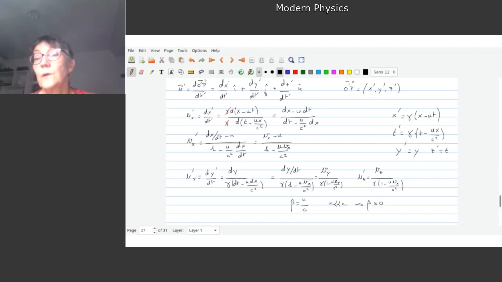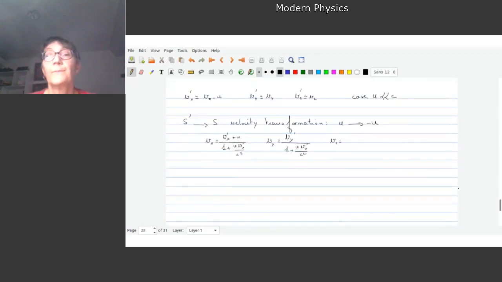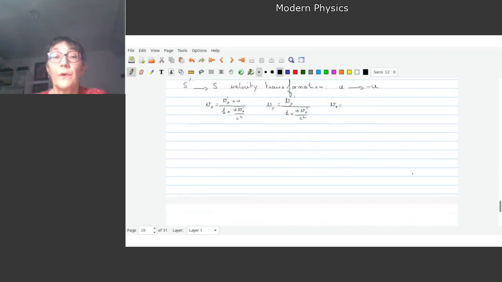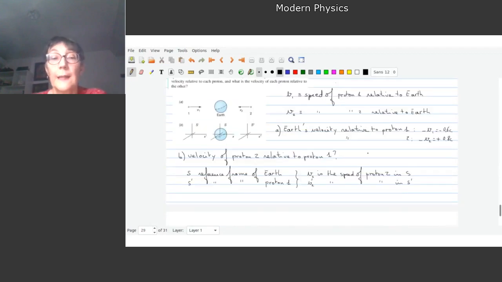If you compare it to c, you will have t prime equal t, and you will find the Galilean transformation. And if you want to go from S prime to S, all you have to do is invert the relative velocity. So u now is minus u, and you have these expressions. You have to be very careful when you do that.